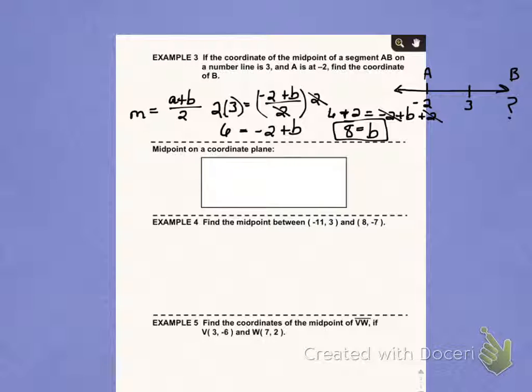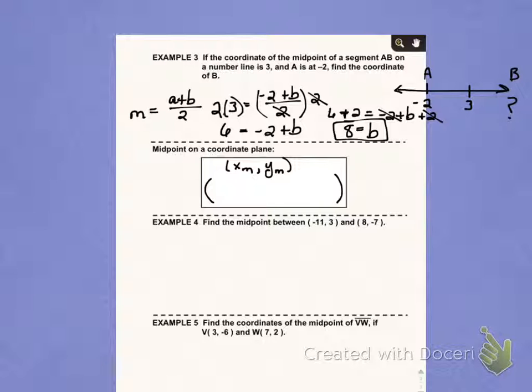Now what about the midpoint on a coordinate plane? That's a little different. So what you've got is coordinates X and Y parts, so I want to find the X coordinate in the midpoint and the Y coordinate in the midpoint, and so I end up with coordinates X and Y.